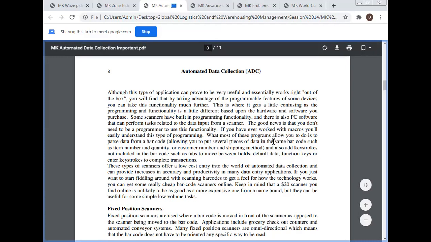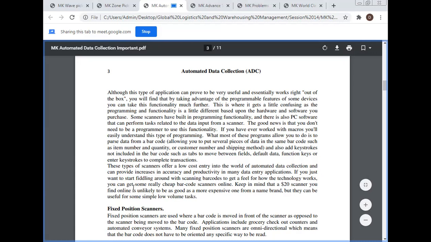What most of these programs allow you to do is parse data from a barcode, and also add keystrokes not included in the barcode, such as tabs to move between fields, default data, function keys, or enter keystrokes to complete the transaction. These types of scanners offer a low-cost entry into the world of automated data collection and can provide an increase in accuracy and productivity in many data entry applications.